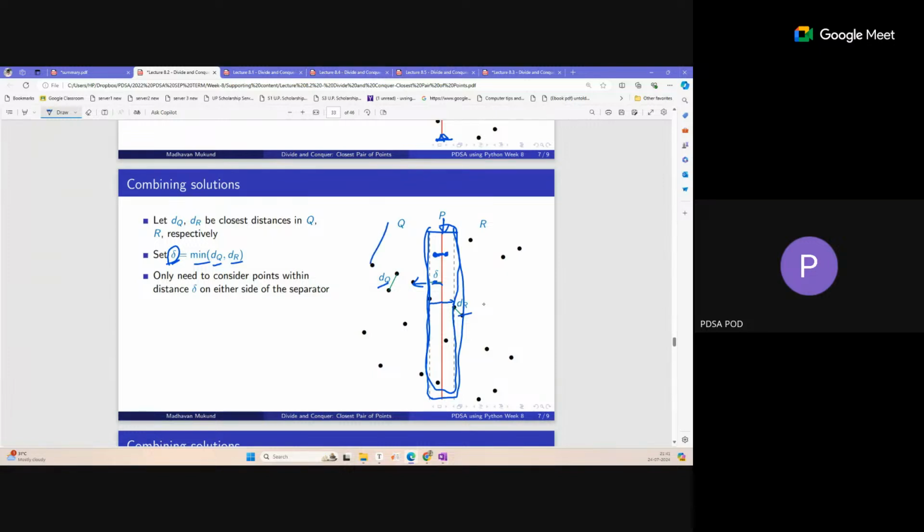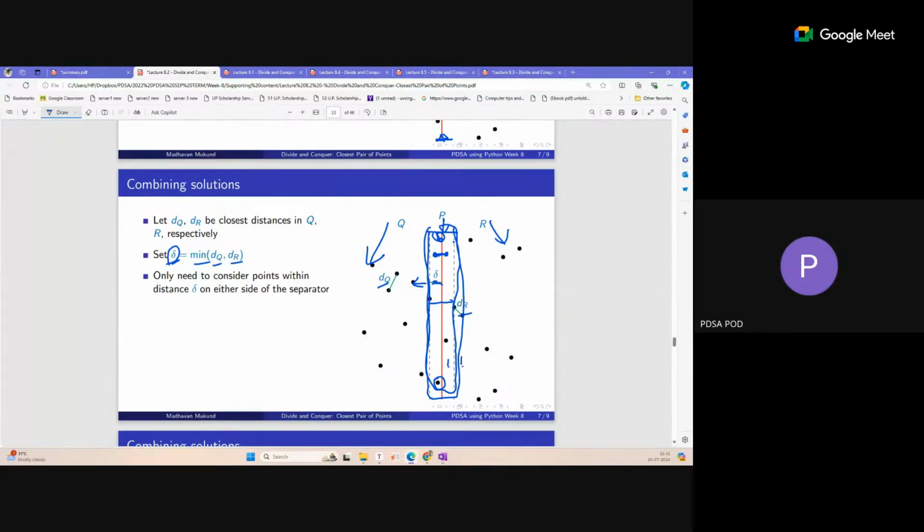So that means this side's points we calculate separately, and this side we calculate separately. Now in the middle part, only this left delta part and right delta part, this region we will look at, and we will compare the distance among all these points. And also we will not compare the points which are like this, the lowest and the topmost. We will not compare these points.